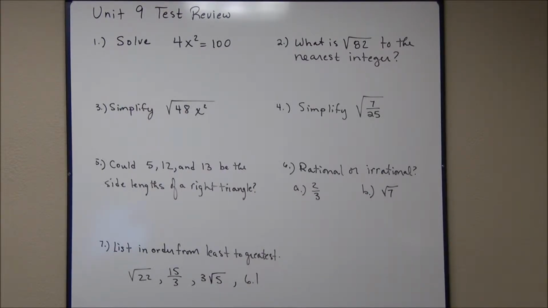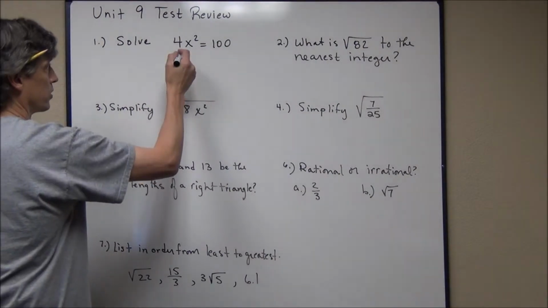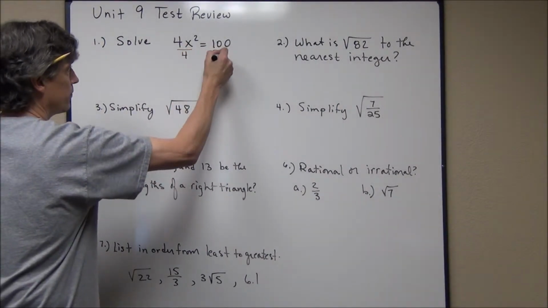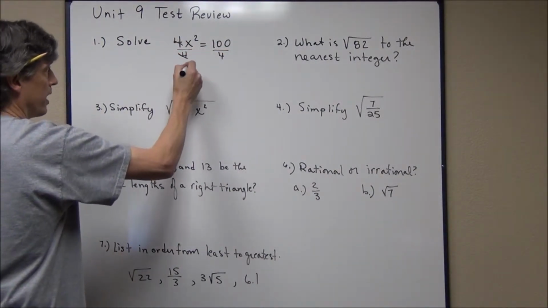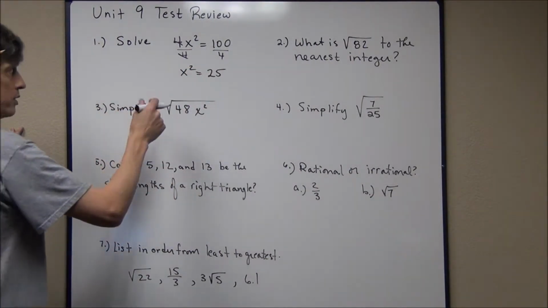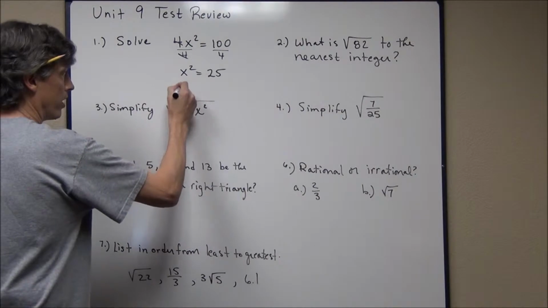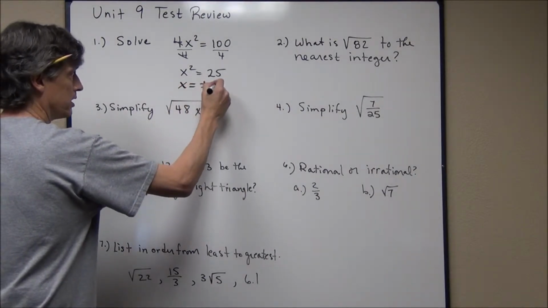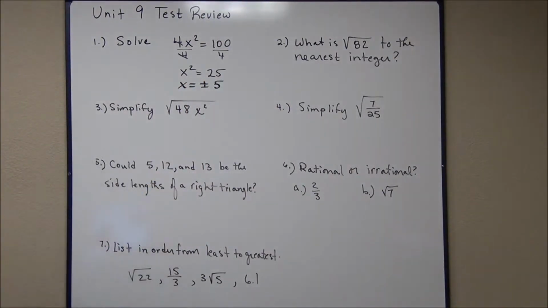Alright, we're going to work some problems out here involving the types of problems that we've seen in Unit 9. We're starting off with an equation. We're going to solve this equation for x. In this case, to solve for x, I have to isolate the x squared. So I'm going to divide by 4. That gives me x squared is equal to 25. Then I'm going to take the square root of both sides. Now 25 is a perfect square. Remember, plus or minus. The square root of 25 is 5, so plus or minus 5 for my two answers.